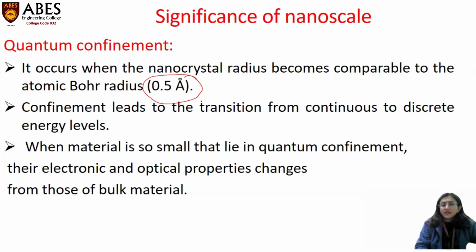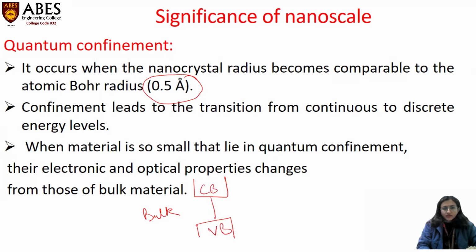Confinement leads to variation in the energy levels from continuous to discrete energy levels. So there is a high transition. When a material is so small that it lies in quantum confinement, the electronic and optical properties change because of this transition from continuous to discrete. We can prove this with the help of a diagram. For example, this is an energy level diagram for a bulk material. Here we have the valence band, here we have the conduction band. So this is the energy band.